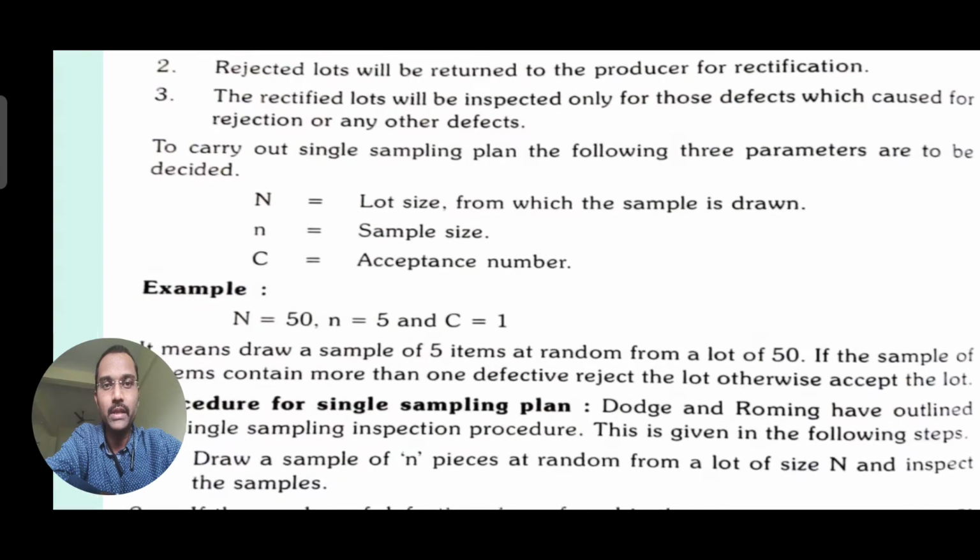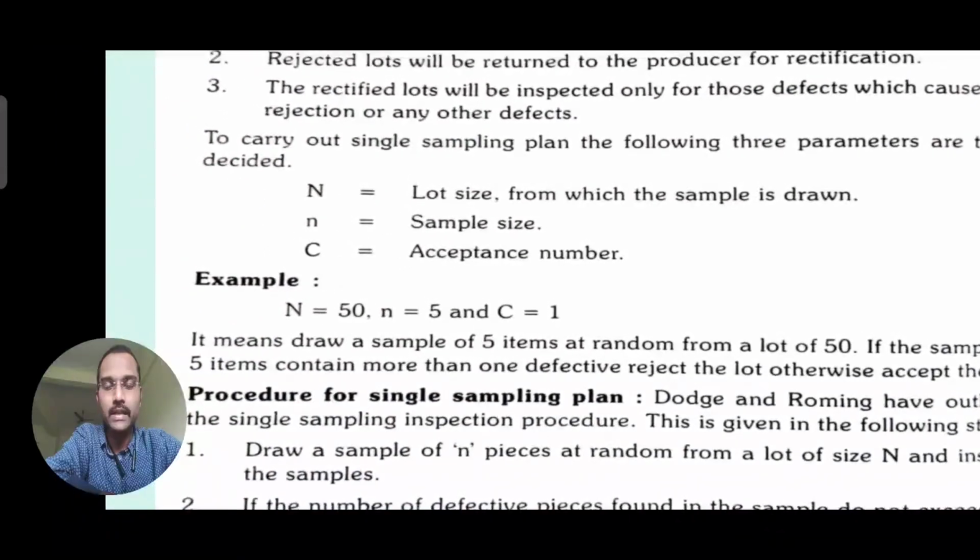We can take one example here, where the lot size, capital N, is 50, and the sample size is 5, which means it consists of 5 units. The acceptance number is 1, meaning that out of those 5 items, if you have found one defective, it will be acceptable. If more than that, it falls under the rejection part, and the lot will be rejected.